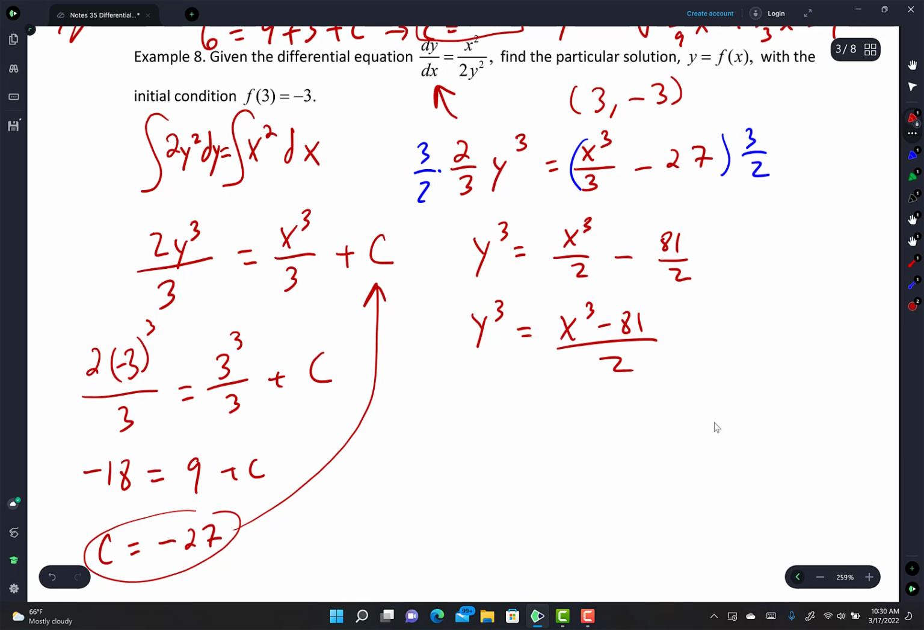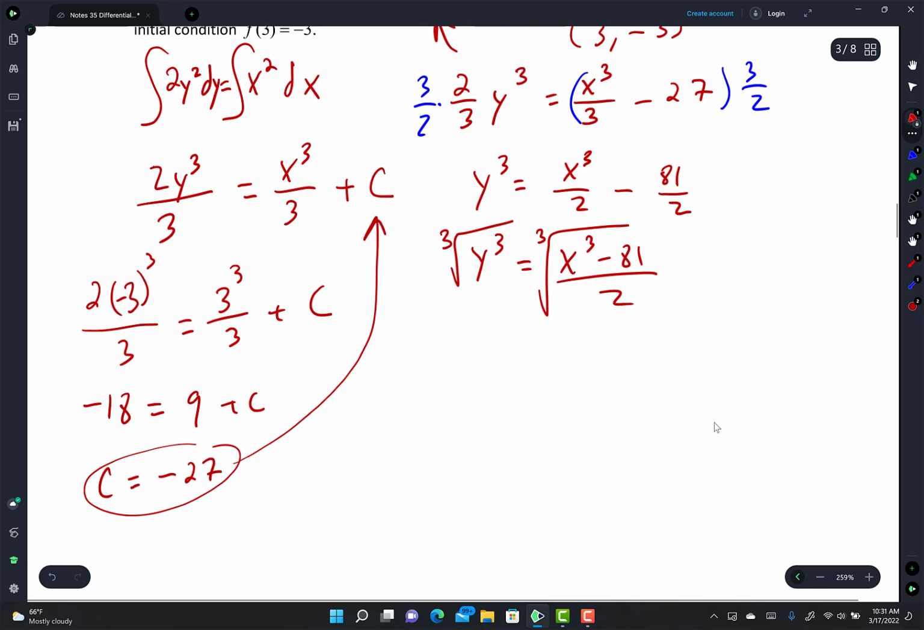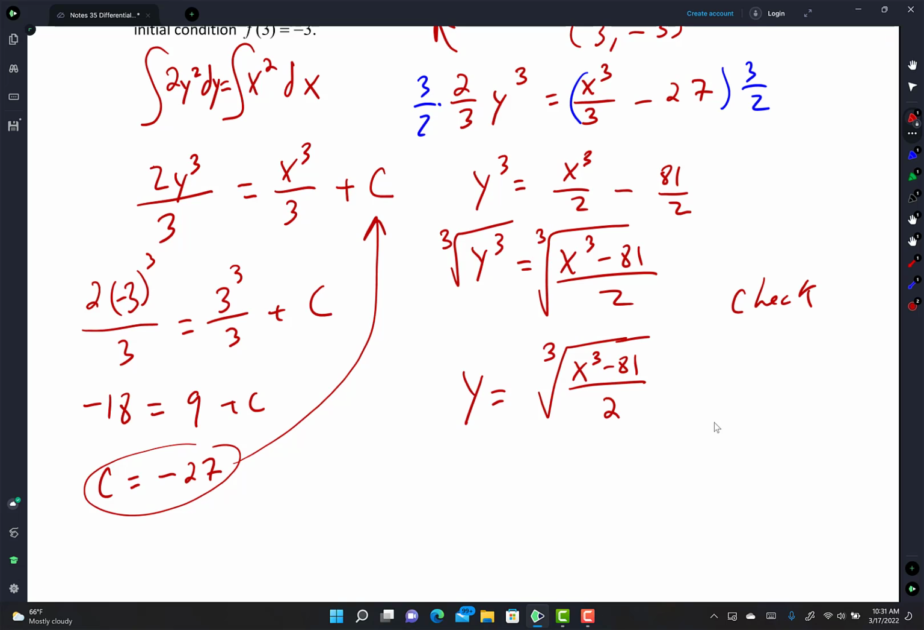I should have just done this. That's fine. And then all I'm going to do now is take the, how do I get rid of that cube there? Cube root. When you do cube root, make sure you put that 3 there, or else it's a square root. So y equals the cube root of x cubed minus 81 divided by 2. And I'm going to check it. No, that's only for square root. Cube root does not have plus minus. Yes, even powers, even root.